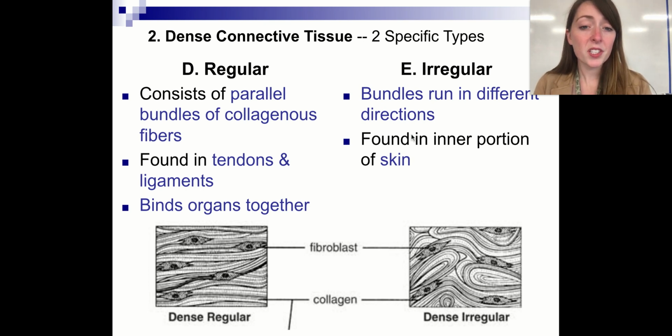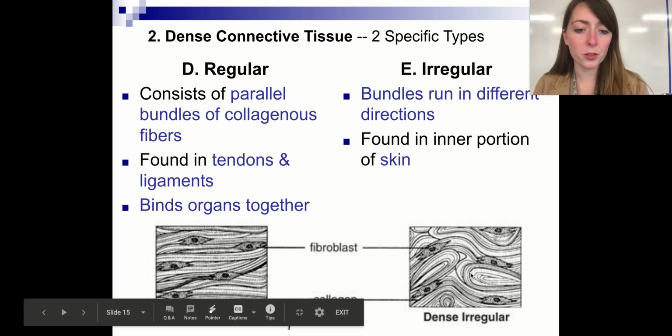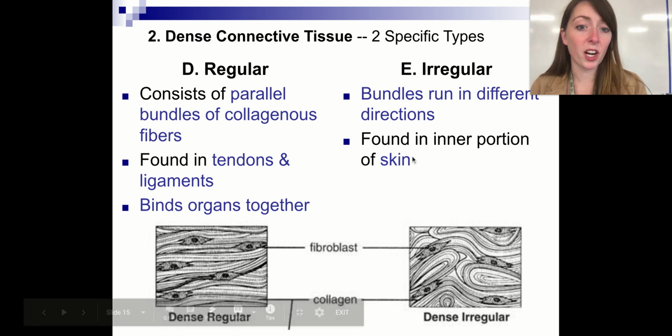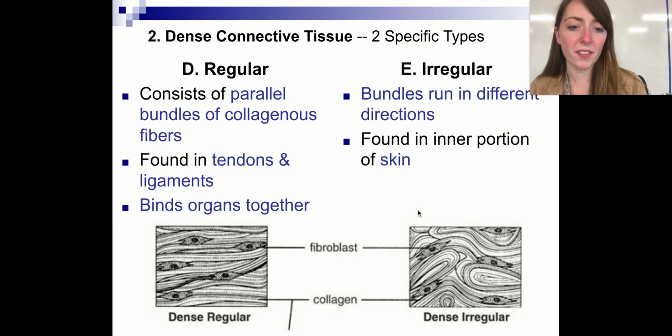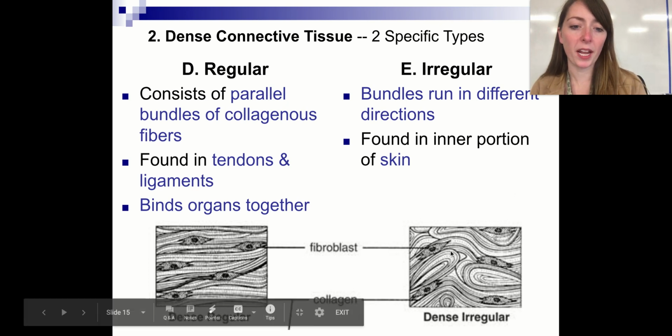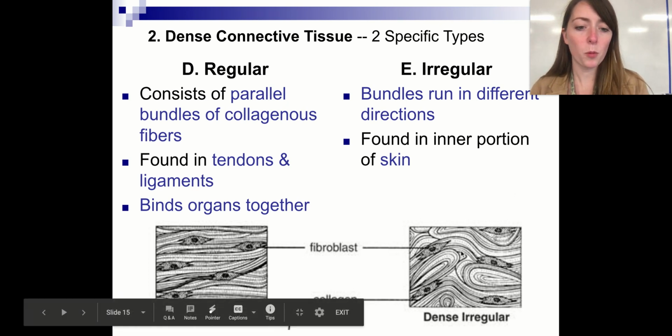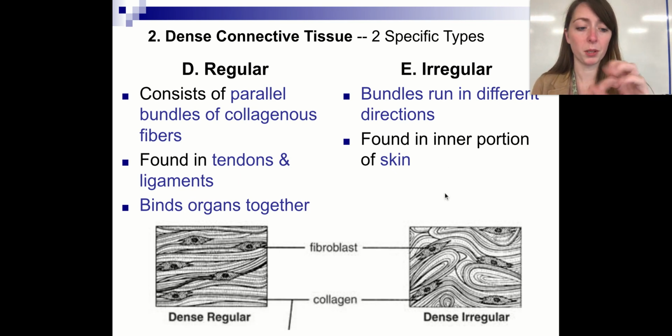Irregular, similar fibers, but the bundles are very disorganized. They run in all kinds of different directions. It is the inner layer of the skin. So you have that outer epithelium. It's going to be anchored to this stuff. So it's a lot more flexible. It moves in a lot of different directions, which is important, right? You want to be able to move your skin around and flex it every which way without that tissue breaking. Compared to regular, which is strong, tough, because the bundles are parallel.